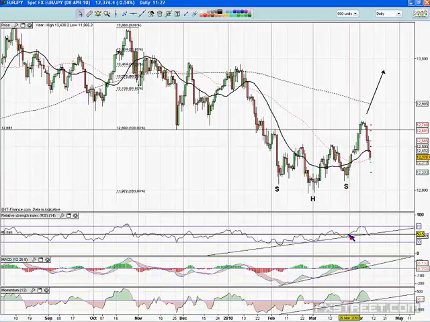Here again we've got the 50, the RSI breaks above 50, we go above the 20 SMA, we close above the 20 SMA, momentum's bullish, MACD is bullish, and we moved higher.